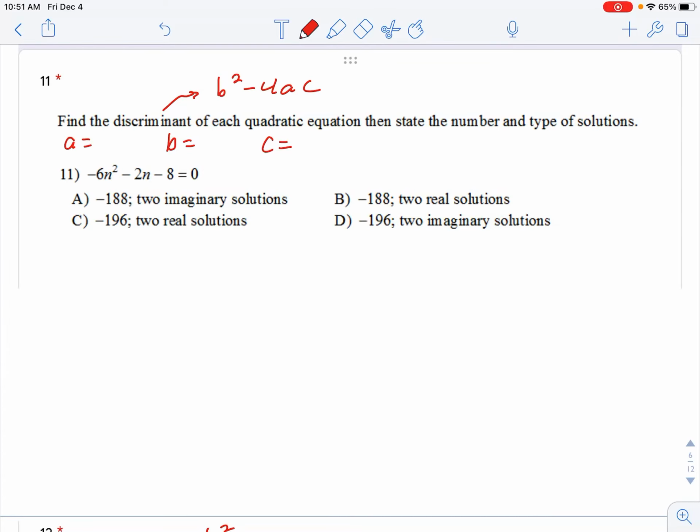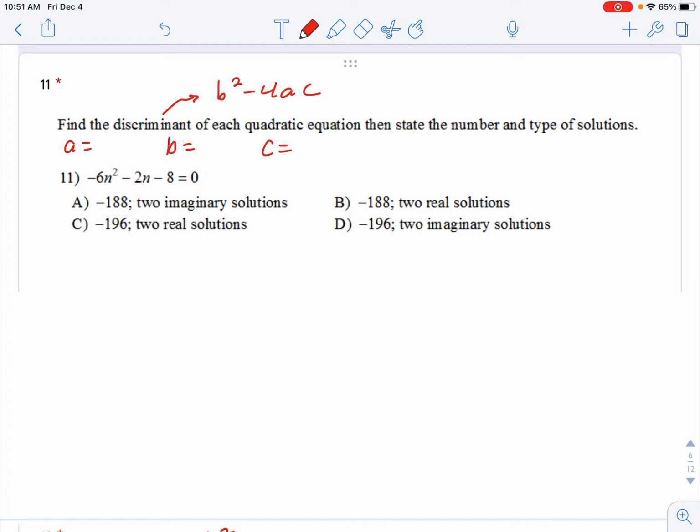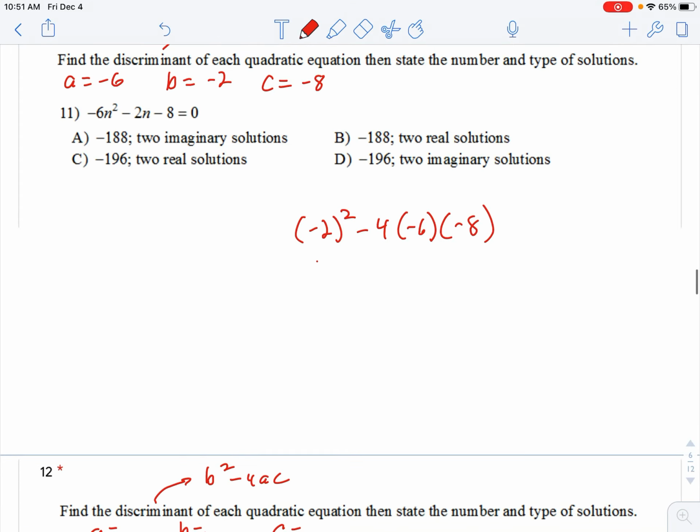Okay, number 11. Like number 10, if you watched the previous video, another discriminant problem. In number 11, the A is -6, B is -2, C is -8. So if I want to use this discriminant formula, I need to do -2 squared minus 4 times -6 times -8. -2 squared is 4. -4 times -6 is positive 24 times -8.